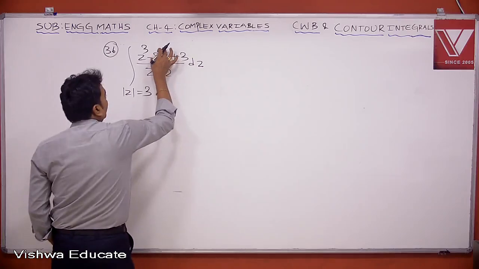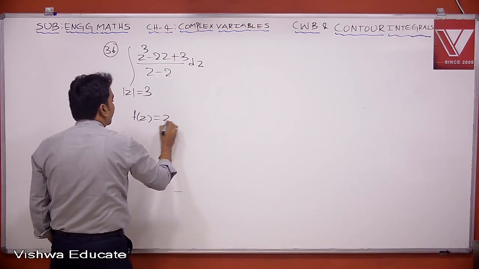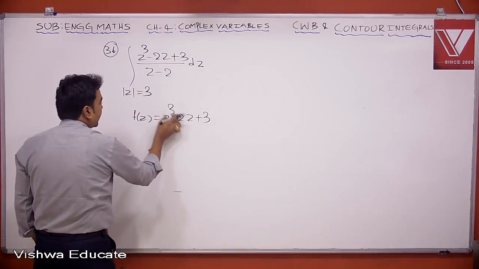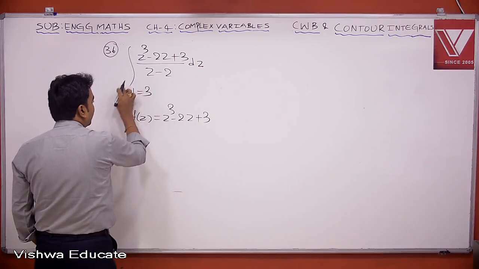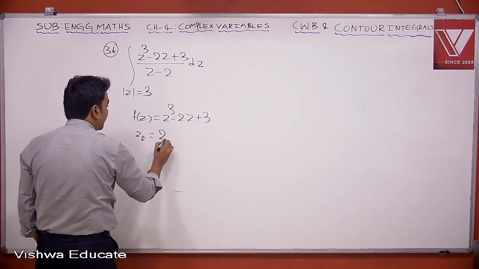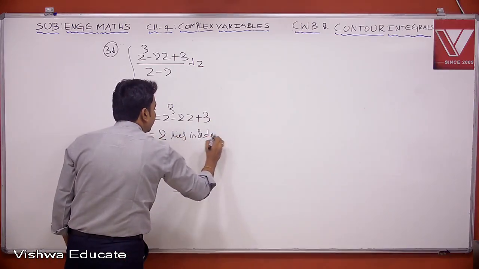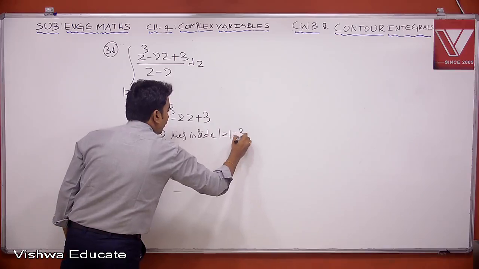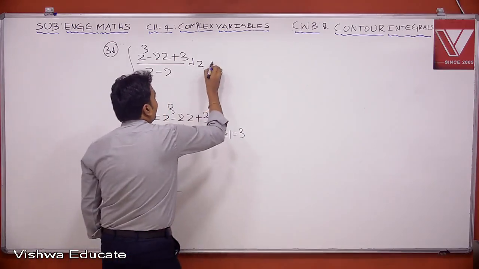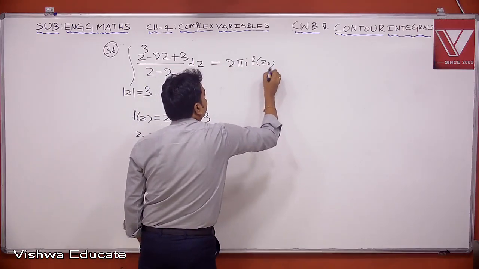Now numerator is a polynomial expression. So here what is f of z? Z cube minus 2z plus 3. Now it is analytic at all points inside and on the boundary of this circle. Now here z naught equal to 2. So this point lies inside this circle, mod z equal to 3. Therefore by Cauchy's integral formula, this will be equal to 2 pi I into f of z naught.